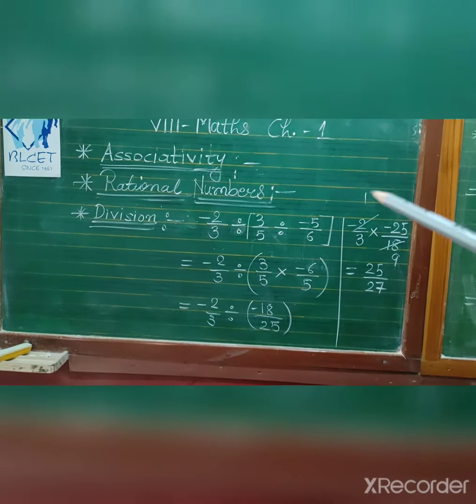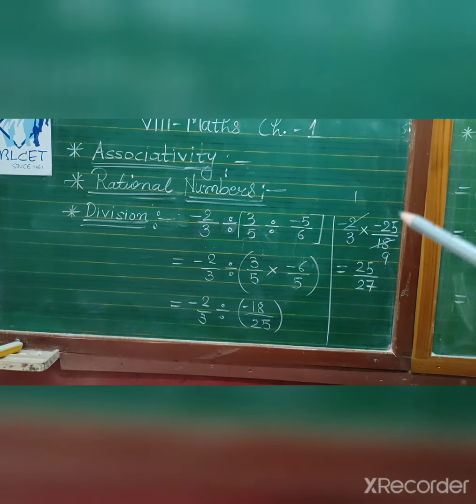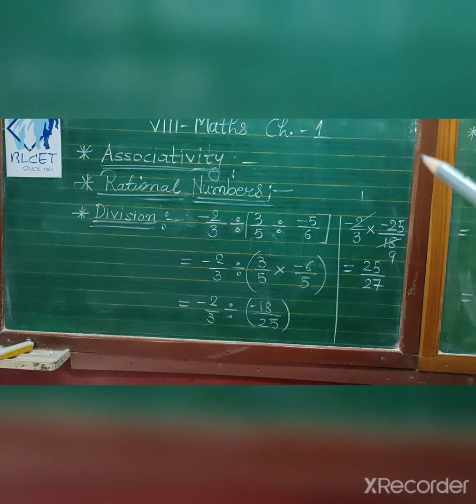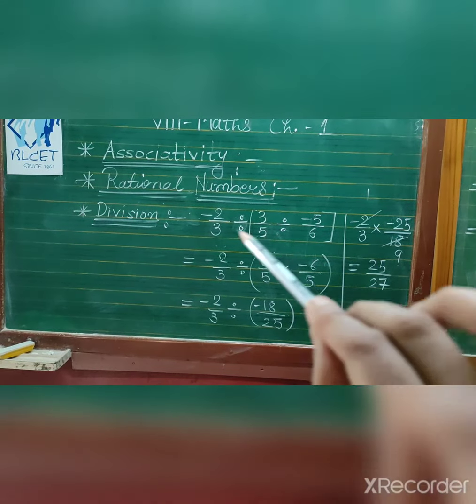So you can see here 2 and 18, 2 1s are 2, 2 9s are 18, minus minus plus 25 and 3 9s are 27. So the value is 25 upon 27 when we solve this.